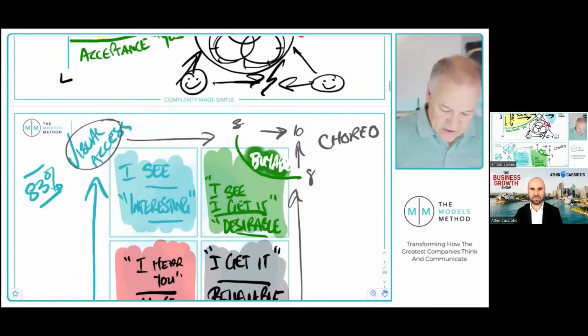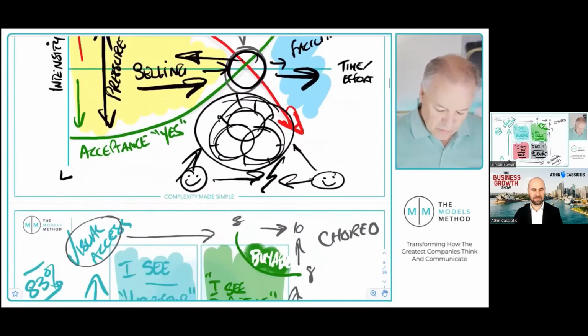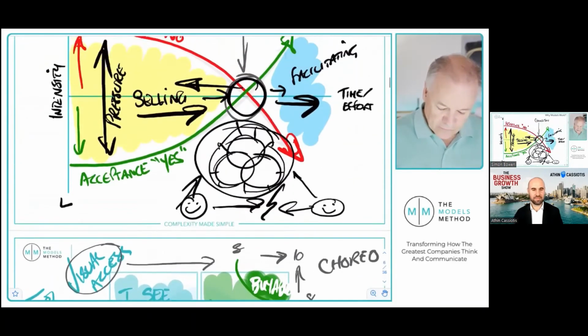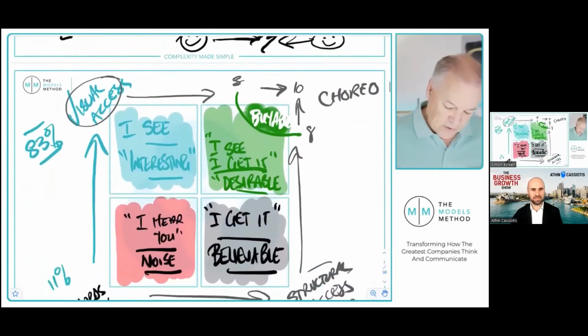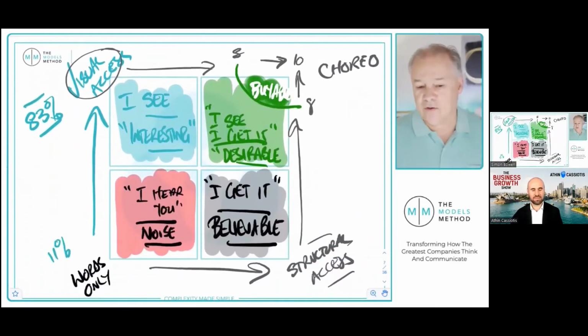So these two models, the resistance and acceptance curves crossing over and reversing being the point of conversion, and this 2x2 matrix of visual access on the vertical and structural access on the right, producing this quadrant where people go, I see and I get it, this is believable, this is desirable and viable, are key to this. And then what we're left with is, what's a model that people could use that helps them to sell. But do you have any questions or observations before I jump into that?